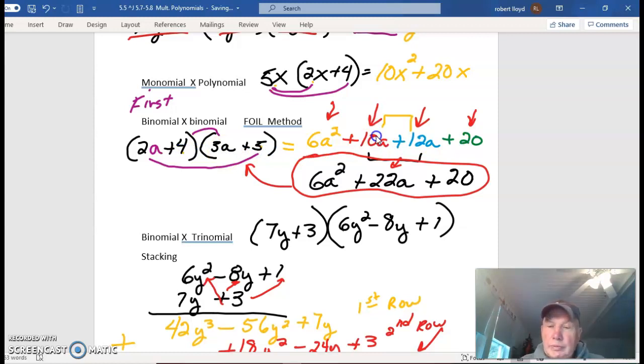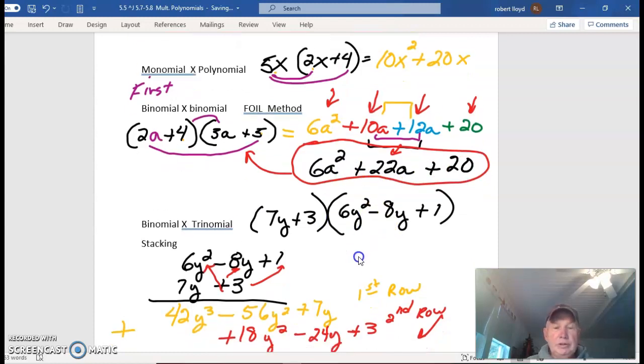So in the middle, you should end up with 2 like terms. So 10a and 12a are 22a. So in red here is our final answer: 6a squared plus 22a plus 20.